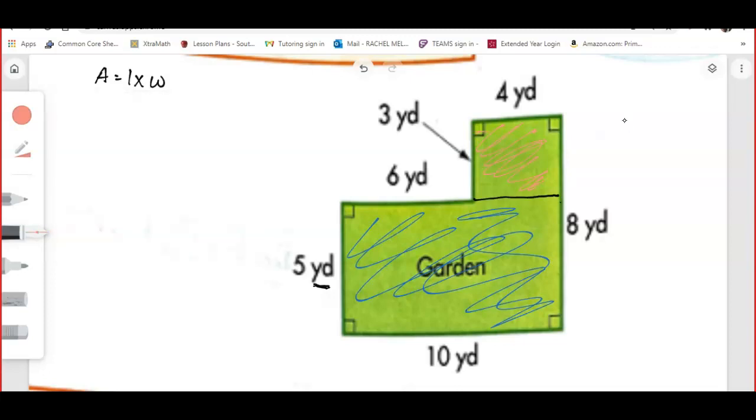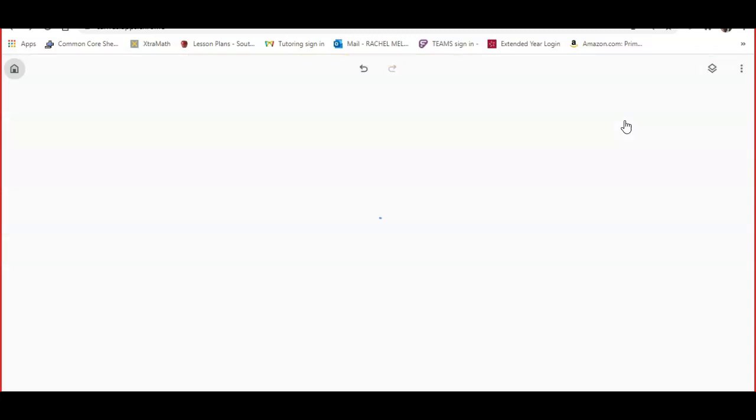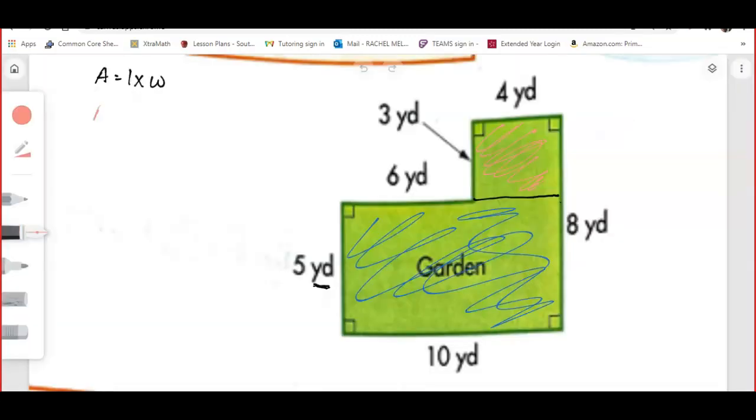So on this shape, I see that this side is my length. So the length of this pink shape is 4. And they're telling me right here with this arrow that the width of this piece is 3. It's not a square because it's not the same side, but it's a rectangle. So this is 4 times 3, which is 12 square yards.